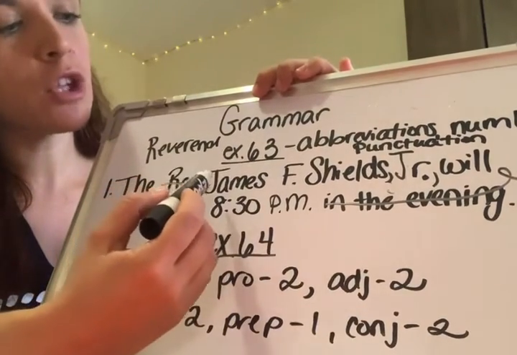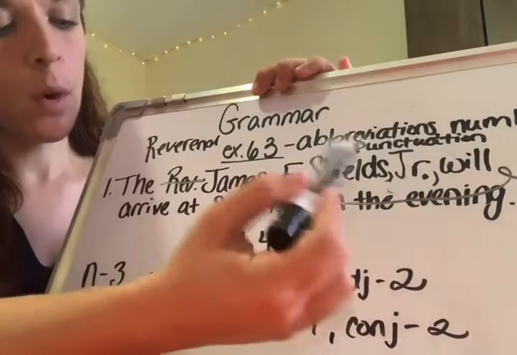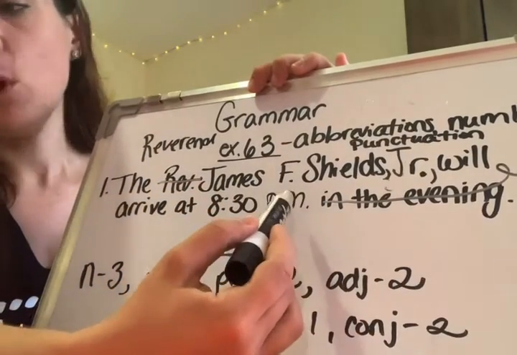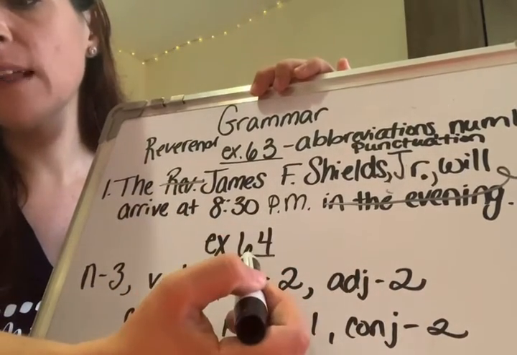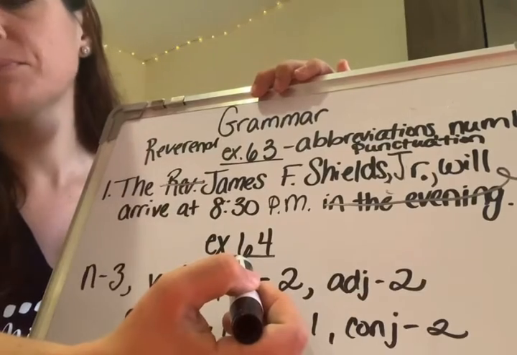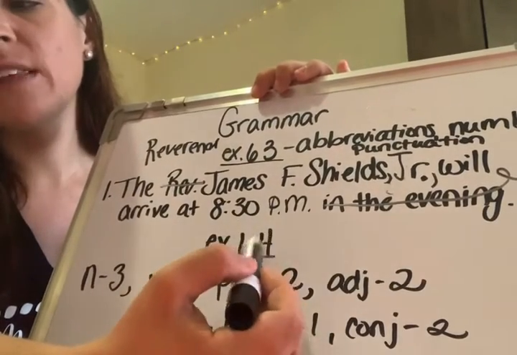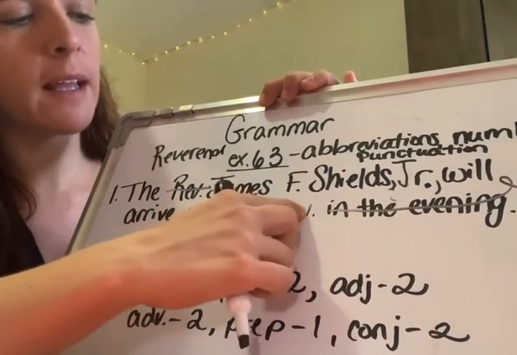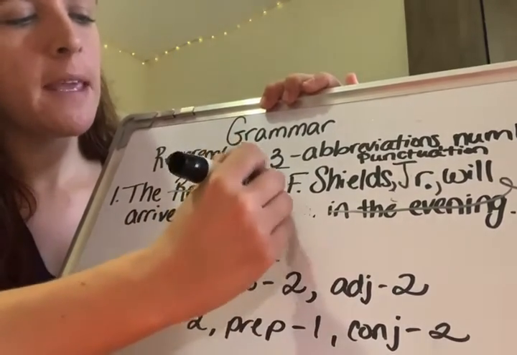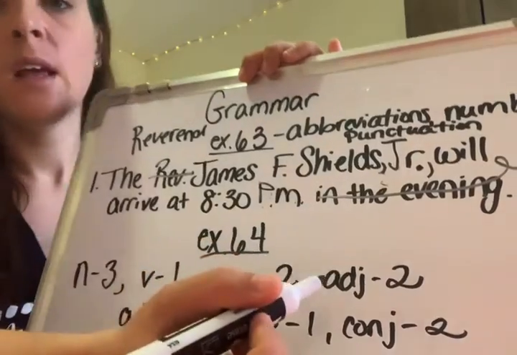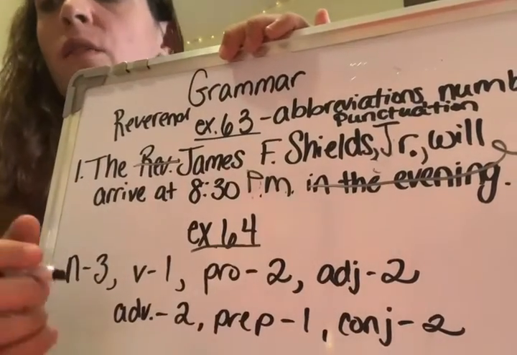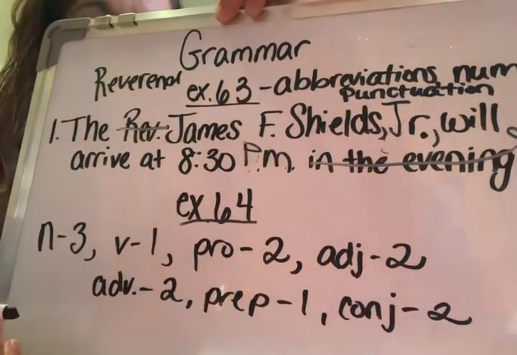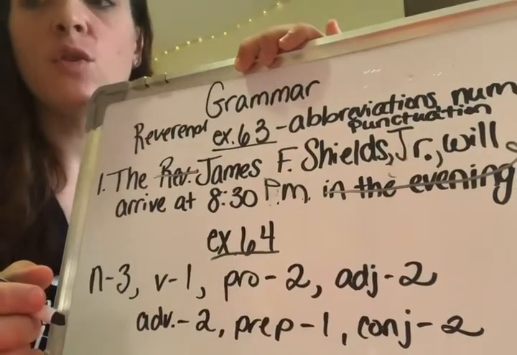Okay, so then we keep looking. So the Reverend James F. Shield Jr. will arrive at 8:30 p.m. We just make sure that we wrote 8:30 p.m. correctly. We can look at 37.8, and we did. You have 8:30 and then you have p.m. Really, it's capitalized, and it is capitalized in the book, so we're going to make it capitalized here. p.m. Okay, and then you have your period after p.m., which is what you're going to keep. And that's how you do number 1.